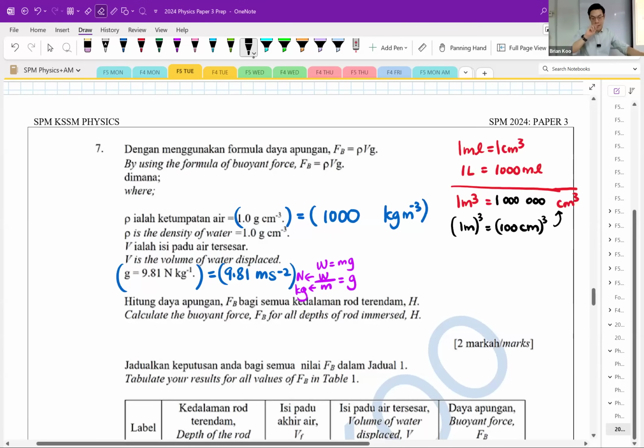You might need this. And then last but not least, this one I think you don't need to write. 1 kg is 1000 grams. If you don't know this, you don't need to sit for physics.